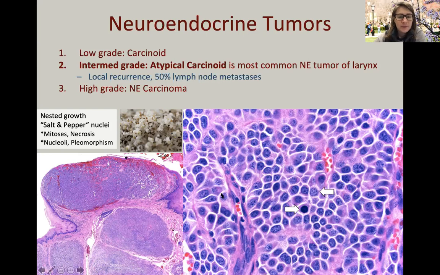All neuroendocrine tumors tend to have nested growth, tend to have nuclei with these so-called salt and pepper nuclei, meaning dark and light spots, tend to have scattered mitoses, and they are graded according to the presence and number of mitoses, as well as necrosis, the presence of nucleoli, the presence of nuclear pleomorphism, into low, intermediate, and high grade.